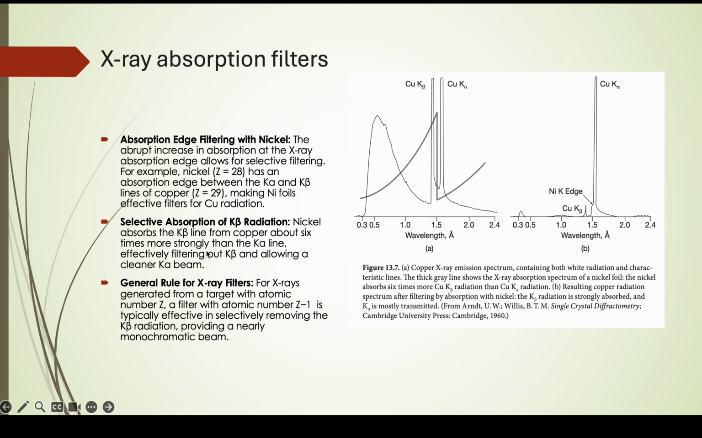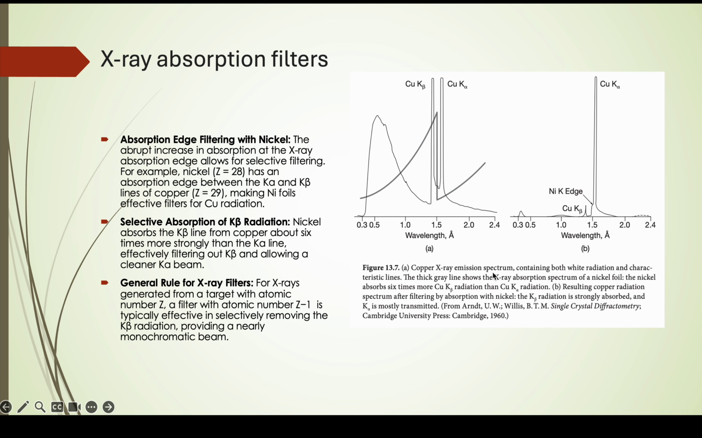Okay. Selective absorption of K beta radiation. So what we are doing here, let's see. We are just absorbing K beta radiation selectively. Nickel absorbs the K beta line from copper about 6 times more strongly than the K alpha line. So the absorption for K beta is more, so we can just absorb the K beta here and filter it out, as simple as that. So we can get a cleaner K alpha beam. So that's the basic principle. Here you can see more about it.